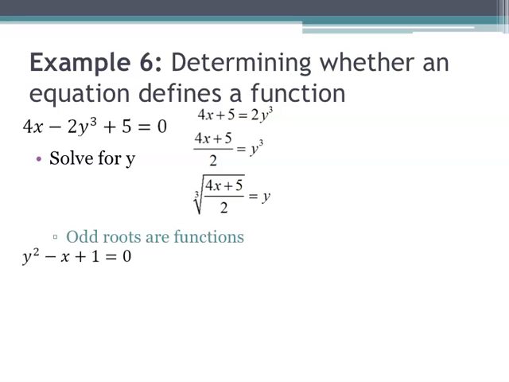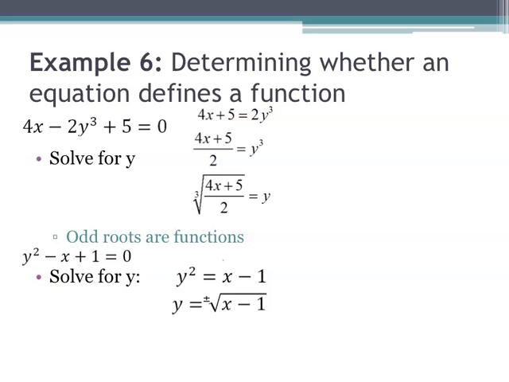Now what about this one? y squared minus x plus 1 equals 0. You want to do the same thing. You want to solve for y. So I'm going to move the x and the 1 over to the other side. That leaves us with y squared equals x minus 1. I want to get y completely by itself, so I have to take the square root of both sides. So you end up with y equals plus or minus the square root of x minus 1.